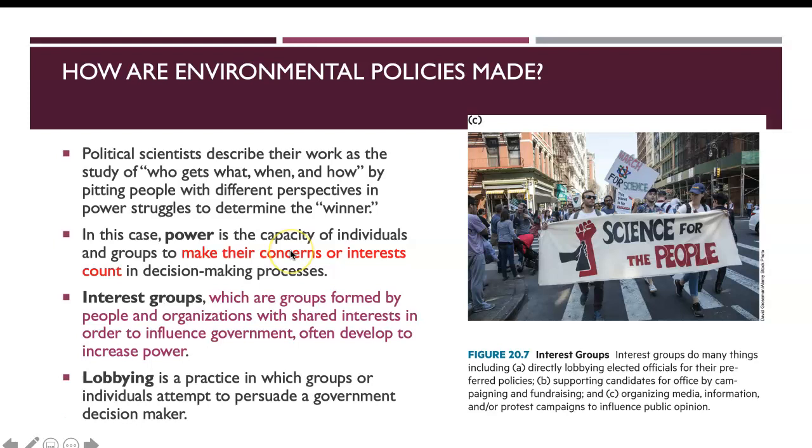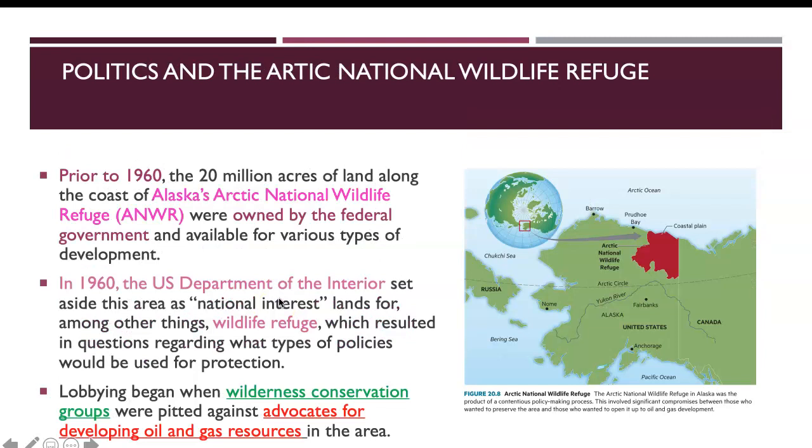Power means the capacity of individuals and groups to make their concerns or interests count in the decision-making process. And lobbying is a practice in which groups or individuals attempt to persuade a government decision maker. So people do have power. One example is the politics of the Arctic National Wildlife Refuge.